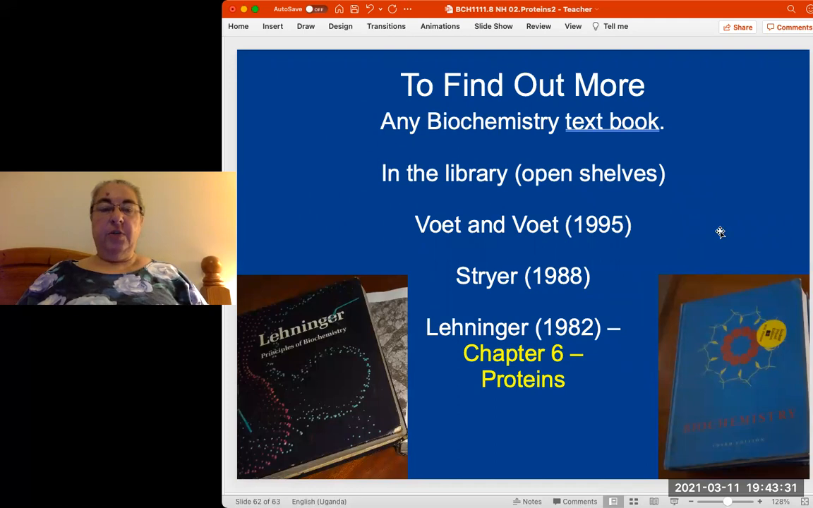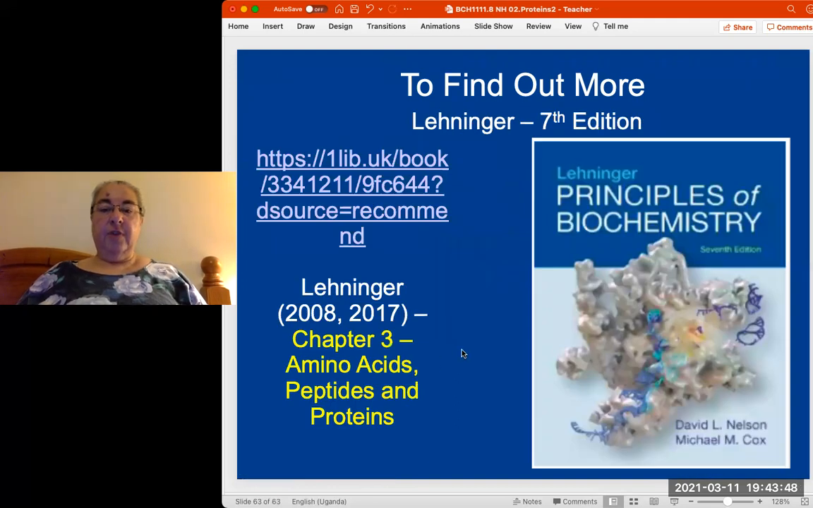Just to remind you, do go to the textbooks. If you're looking at these hard copies from the library, in this 1982 edition, chapter 6, called Proteins, covers the peptide bond formation. And if you have the soft copies of the more recent ones, you'll be in chapter 3, which is called Amino Acids, Peptides, and Proteins.